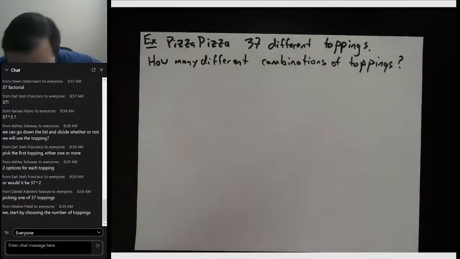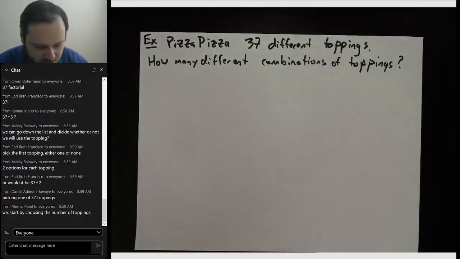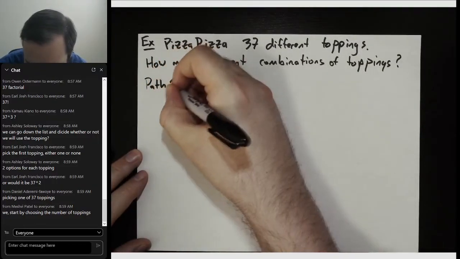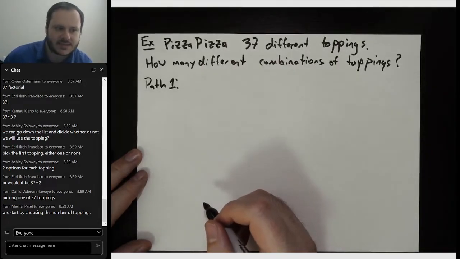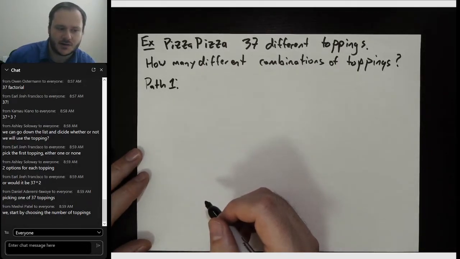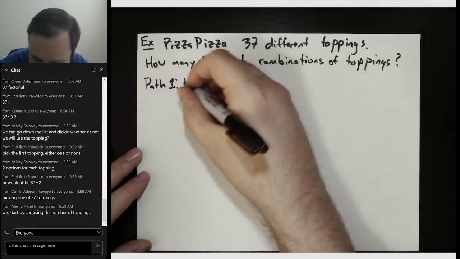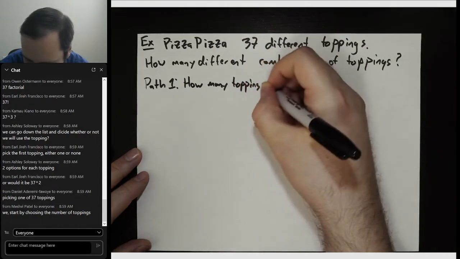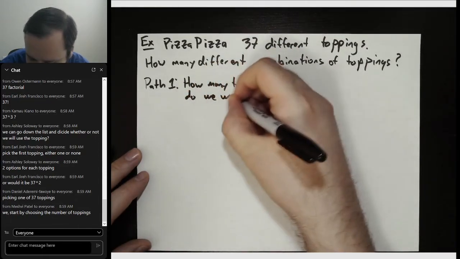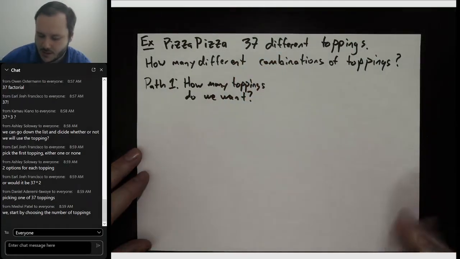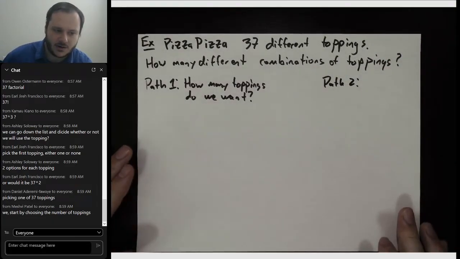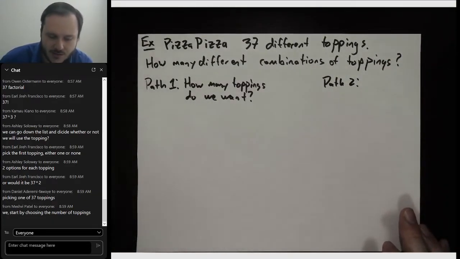I want to talk about both paths, because before we start doing this problem, we're not going to know which one of these paths is better. So let's go path 1. We're going to start by breaking into cases. How many toppings do we want? And then path 2, we're going to consider for each topping, do we want it or not?